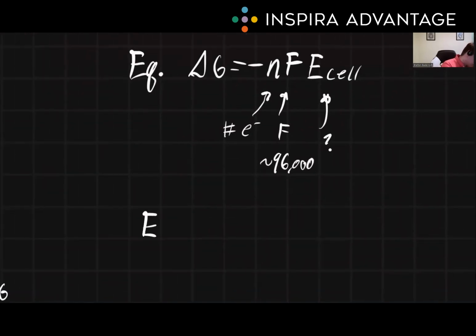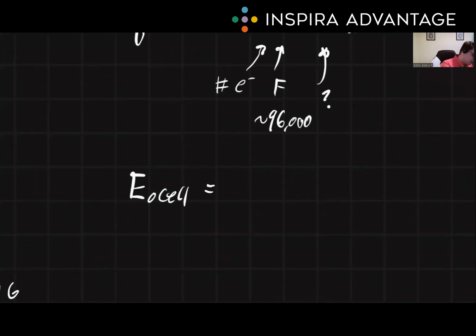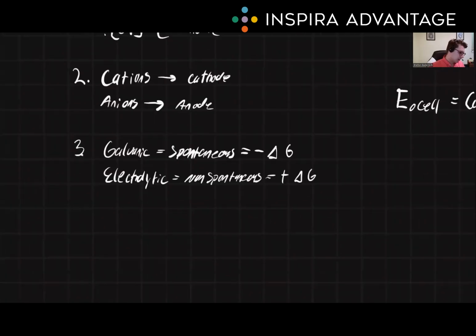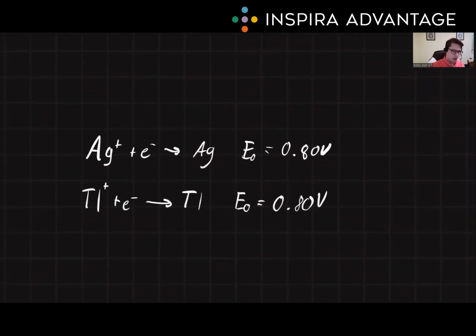So E cell is equal to the cathode reduction potential minus the anode reduction potential. And this can be confusing if you don't see it with an example. So let me give you a quick example to put this into practice.